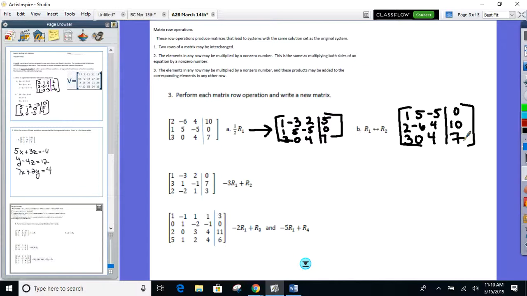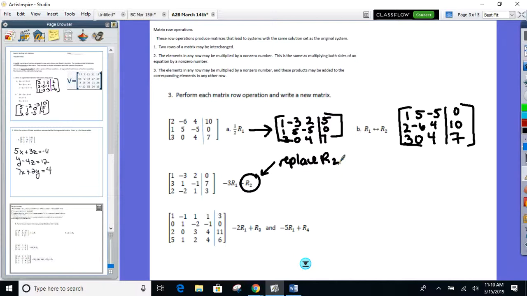Next one. What's it asking me to do? Multiply row 1 by -3, then add it to row 2. But whoa, I have a question right off the bat: which row am I going to replace? I'm multiplying row 1 by -3, then adding it to row 2. You always replace the row you're adding on to. So in this case, we are replacing row 2. You always replace the row that's being added.